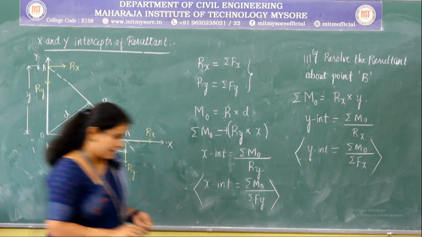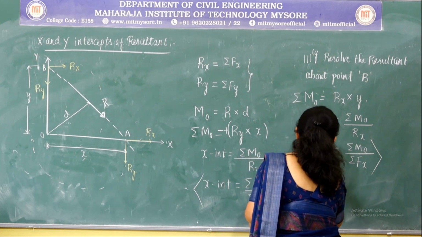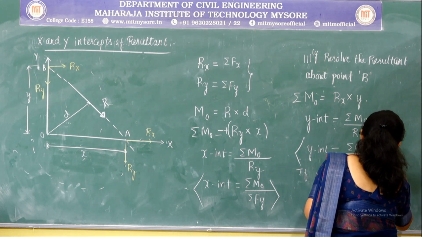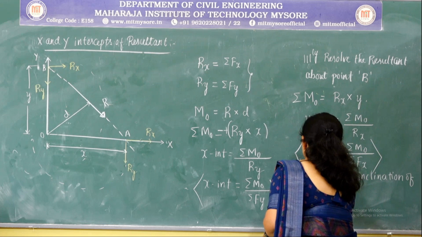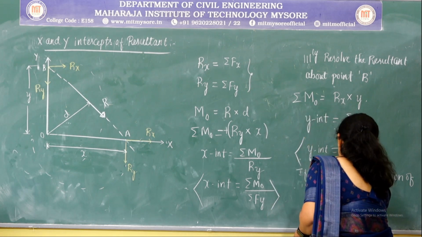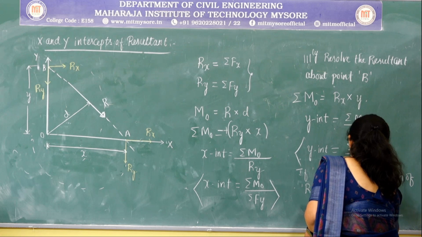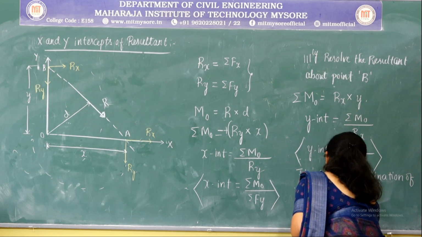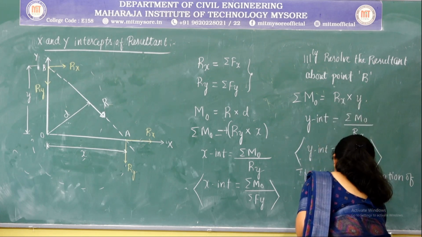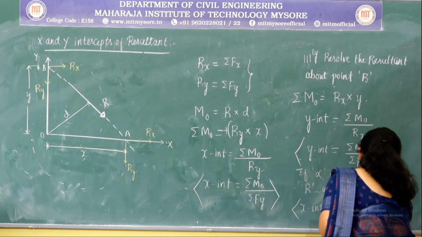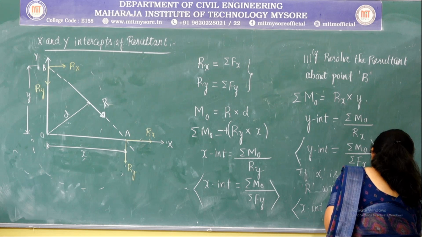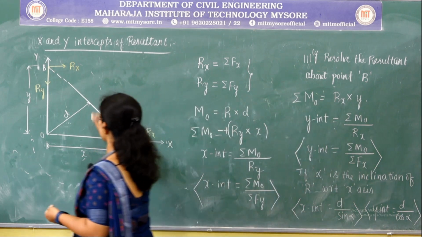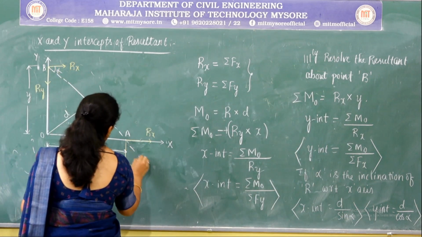And similarly, if alpha is the inclination of the resultant force R with respect to the x axis, the value of x intercept can be written as d divided by sin alpha, and y intercept is equal to d divided by cos alpha.